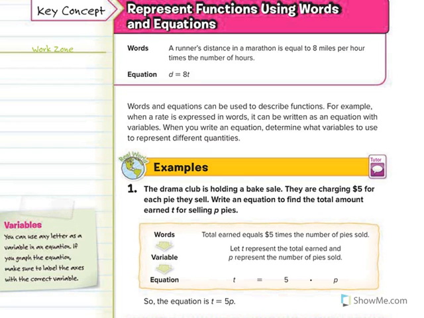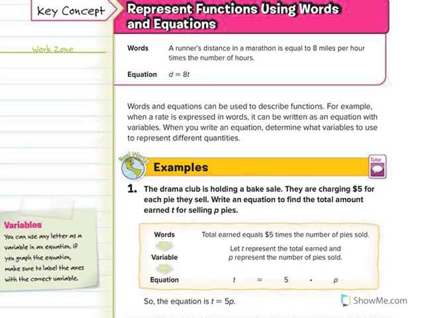The example says, a runner's distance in a marathon is equal to 8 miles per hour times the number of hours. So that's the whole situation expressed in words. And then if you want to simplify this and put it into the form of an equation so you can easily find the total distance or the number of hours, you can create variables for the things that you don't know and put it in an equation form. So a runner's distance, you don't know, so that's going to be represented with D, is equal to 8 miles per hour times the number of hours. So in this situation, T is representing the number of hours.